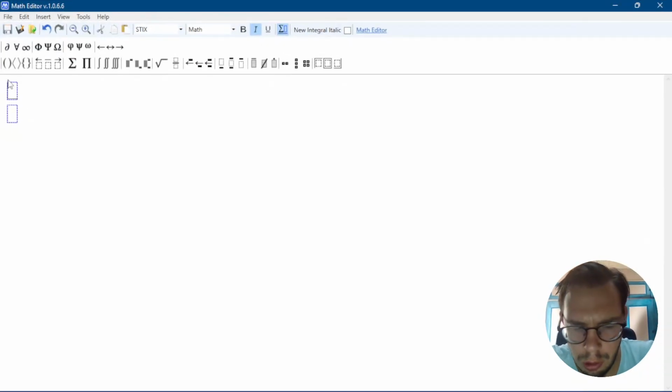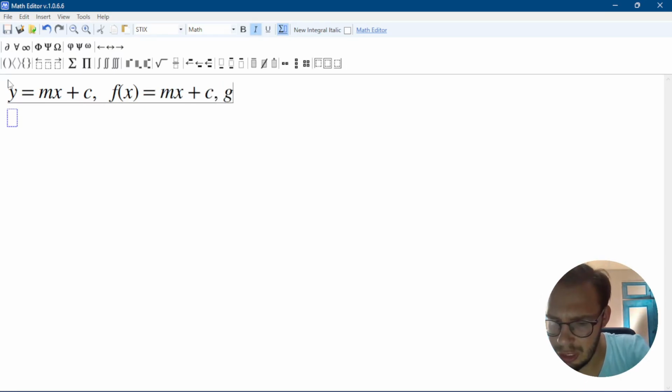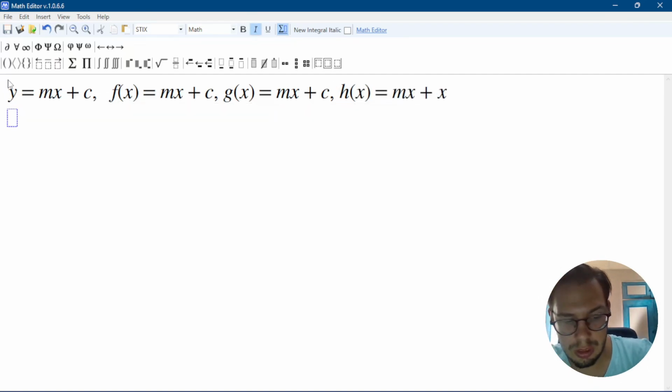So the general form of a linear function is y is equal to mx plus c. So just to make it sometimes easier to label your functions, the ones which you graph, you'll have f of x is equal to mx plus c, and you'll have maybe g of x is equal to mx plus c, and you can have a third function, h of x is equal to mx plus c.